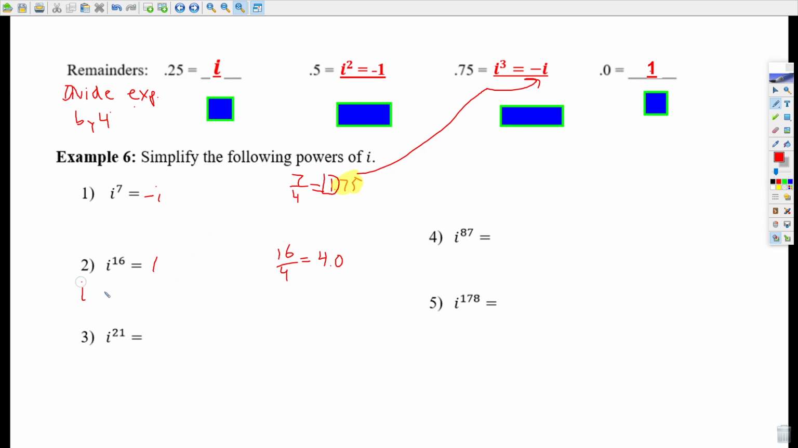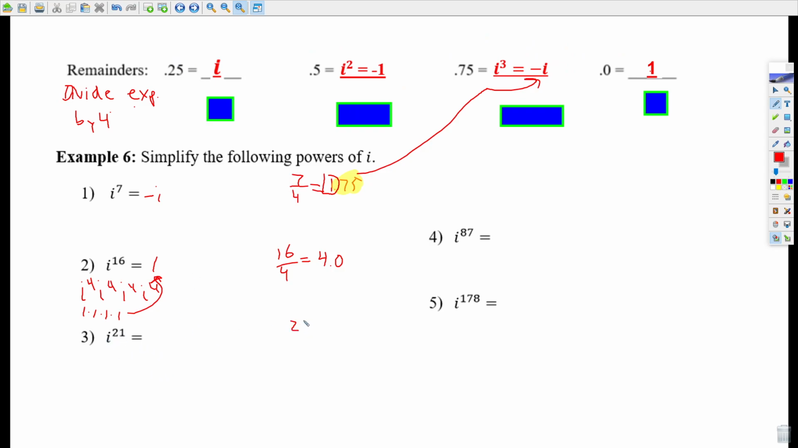You could waste time doing this, right? i to the 4th, i to the 4th, i to the 4th, i to the 4th. 1, 2, 3, 4. That's 16 total. But all these would reduce to 1 times 1 times 1 times 1, which gives you the same answer. Now, clearly, when we get up to these high numbers, like 178, I'm not going to be doing that. I'm not breaking this apart multiple times. I'm just going to use the trick. Divide by 4, see what the remainder is. Something like this up here is something you have to try to remember.